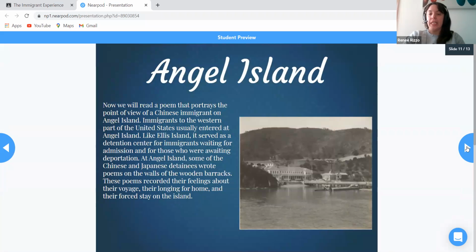Angel Island, also taken directly from the original lesson. Now we will read a poem that portrays the point of view of a Chinese immigrant on Angel Island. Immigrants to the western part of the United States usually entered at Angel Island. Like Ellis Island, it served as a detention center for immigrants waiting for admission and for those who were awaiting deportation. At Angel Island, some of the Chinese and Japanese detainees wrote poems on the walls of the wooden barracks. These poems recorded their feelings about their voyage, their longing for home, and their forced stay on the island.